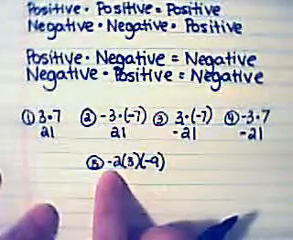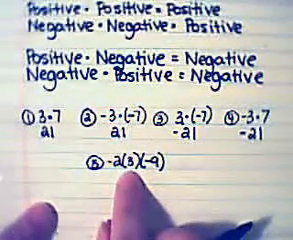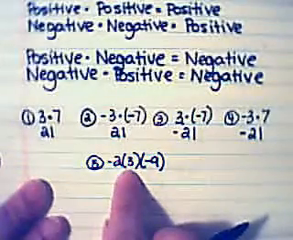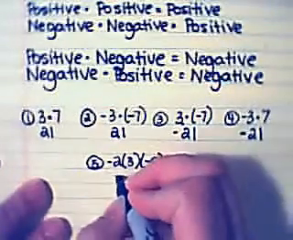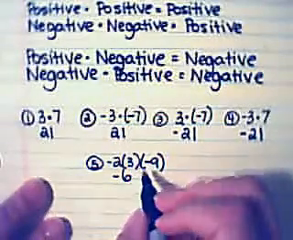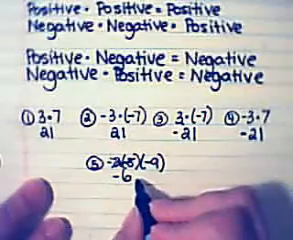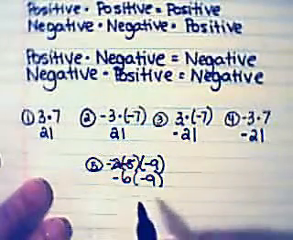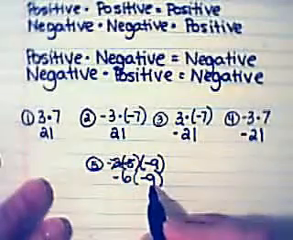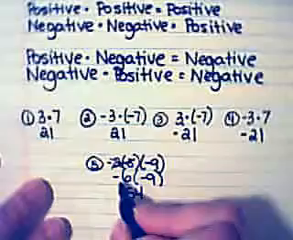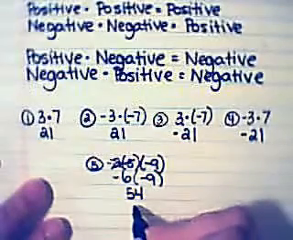I'll group negative 2 and 3 together. So negative 2 times a positive 3 gives me negative 6. Now I have negative 6 times negative 9. 6 times 9 is 54. And since I have a negative times a negative, my answer is positive.